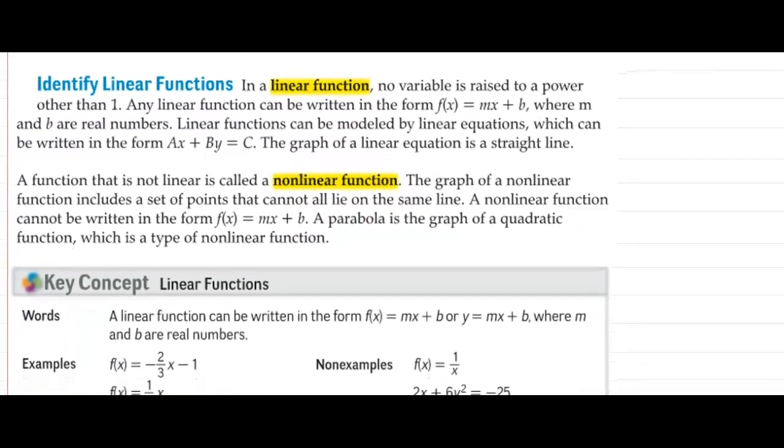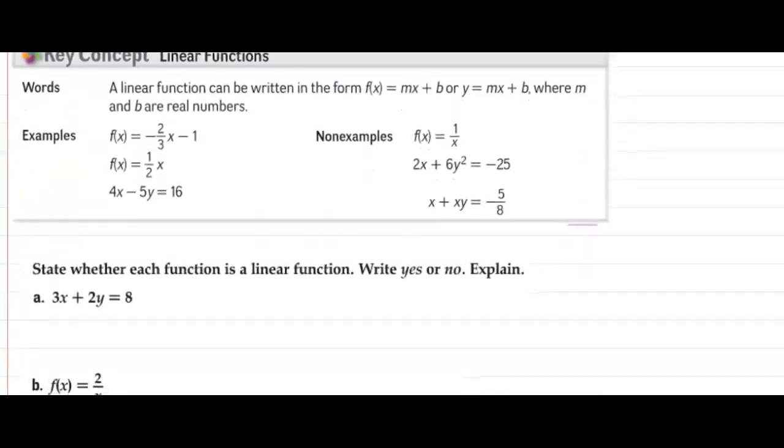which brings us to our last concept of this step, which is about whether or not something is a linear function. A function is going to be linear if there is no variable raised to a power other than 1. We can write all linear functions in the form y equals mx plus b, or f of x equals mx plus b. m and b are going to be real numbers. Let's look at some examples. These are all examples of linear functions or linear equations.